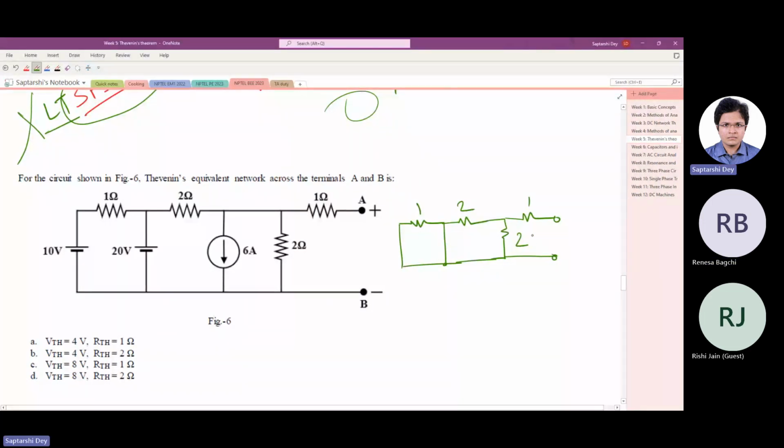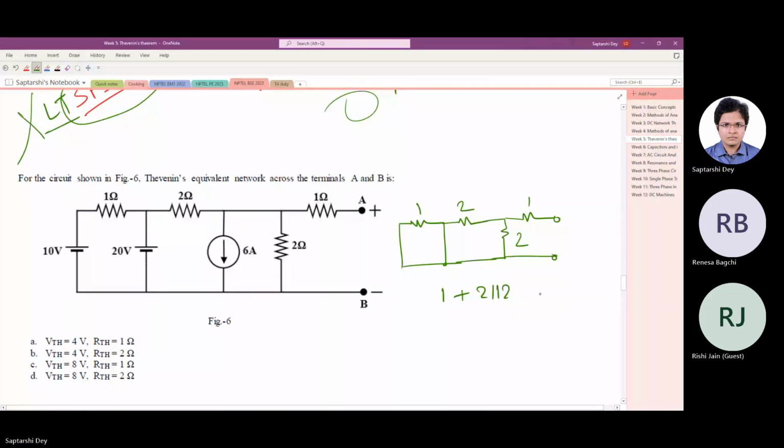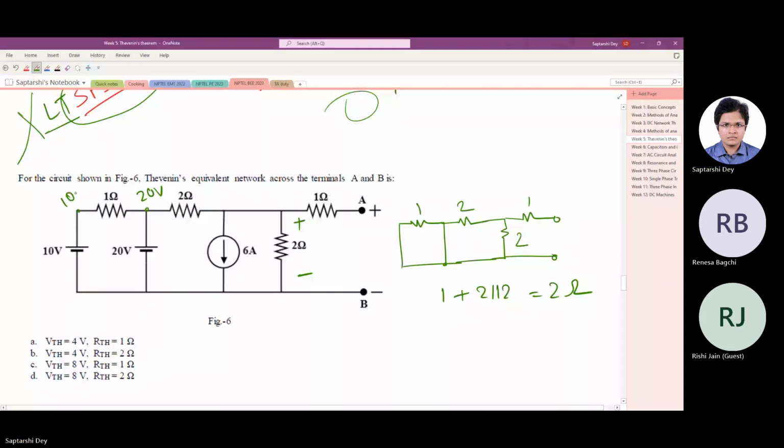Okay, let us solve this. So this is the circuit to find out the equivalent resistance. So this 1 ohm is short circuited. So what we have is clearly 1 plus 2 parallel to 2 ohm, and we have to find out the voltage. So all we have to find out is how much current is flowing here, right? So this is 20 volt, this is 20, and this is 10 volt. So some 10 ampere current flows this way.